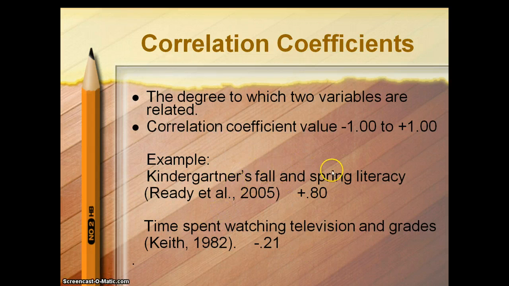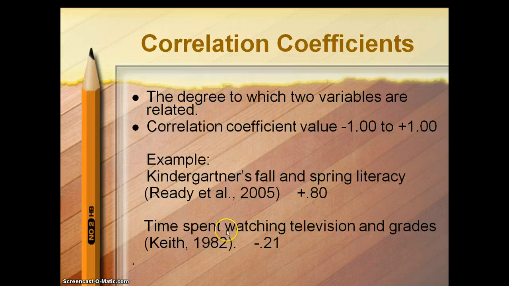All right, some basics of this. As we said, the correlation is the degree to which two variables are related, and it can range anywhere from a perfect -1, which means a perfect negative correlation, to a perfect positive correlation. Right in the middle of that is 0, which means no correlation at all. A couple of examples: kindergartners' fall and spring literacy. There tends to be a very strong positive correlation of 0.8. So the scores they get in the fall on their literacy tends to have a whole lot to do with the scores they get in the spring.